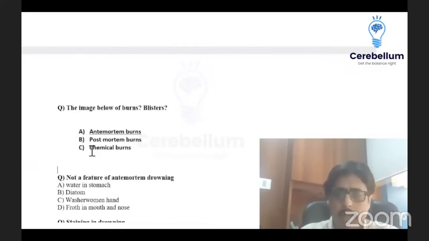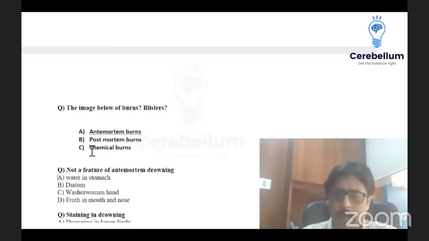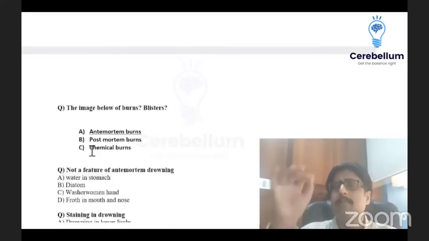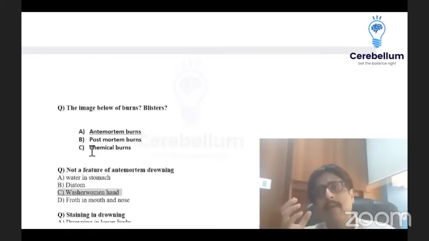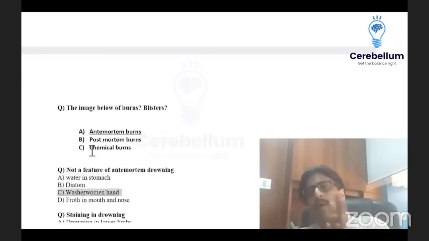Which of the following is not a feature of antemortem drowning? Now, here, students might have got confused. Please remember, water in stomach is a feature of antemortem drowning. Diatom test is definitely a feature of antemortem drowning. Froth in mouth and nose is a very good and very specific feature of drowning. The main answer here is washerwoman hand, because washerwoman hand can be found in both antemortem and postmortem drowning. It simply implies that the body was immersed, whether before or after drowning. It simply says that the body was immersed.